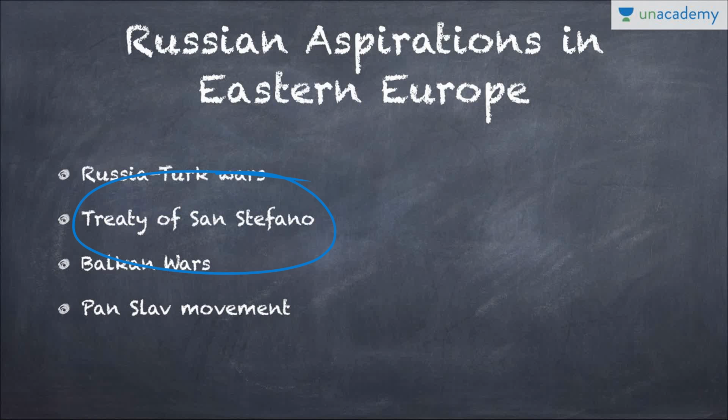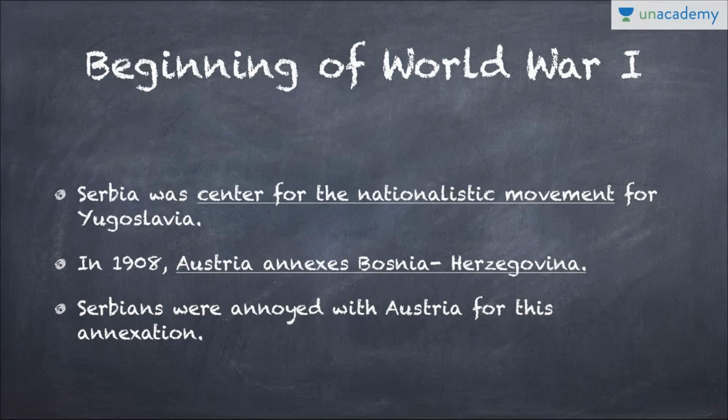So how did it all start? Now let us see the beginning of World War One. Serbia was not part of the Austro-Hungarian Empire, but Bosnia was, and Bosnia and Serbia share a boundary. Serbia was the center of the nationalist movement for Yugoslavia, that is, a Pan-Slav movement.